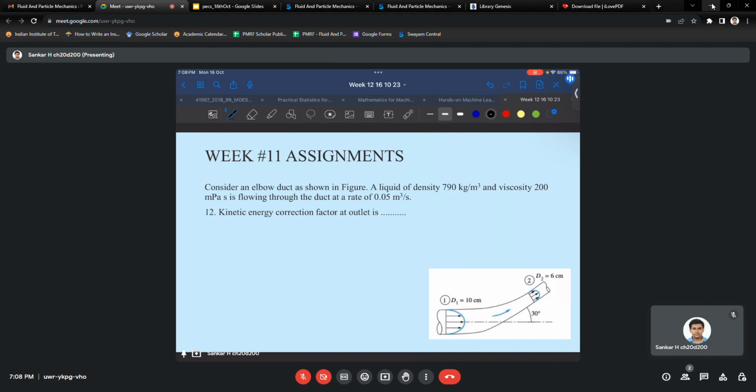Similarly, as we have discussed for the momentum correction factor, we have to derive a relation between u bar and u max. Then you have to substitute for u bar as 1 by A integral 0 to r2 of u by u bar the whole cube dA. And if you perform the substitution correctly, you'll get an answer of 1.077.